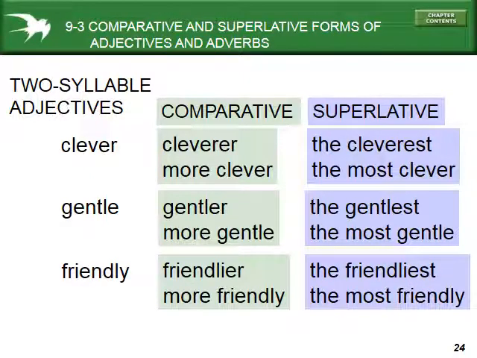Okay, friendlier, more friendly, friendliest, the most friendly. Now, the rule for this, in the book, it gives you a number of other examples that you can choose to memorize. But generally, the rule is that if you have a 2-syllable adjective, and the second syllable is le, for example, gentle, you can use either form.